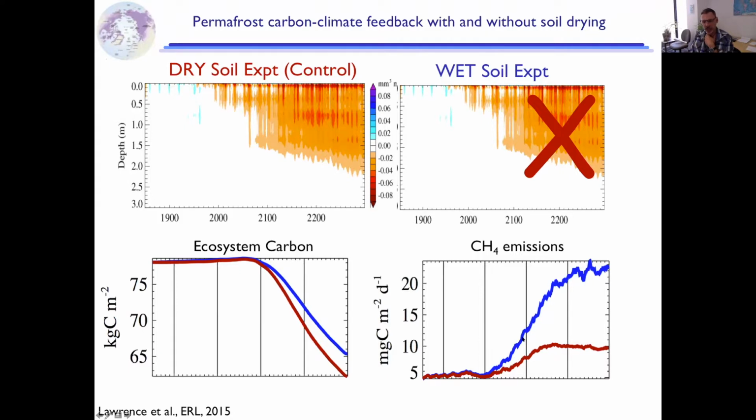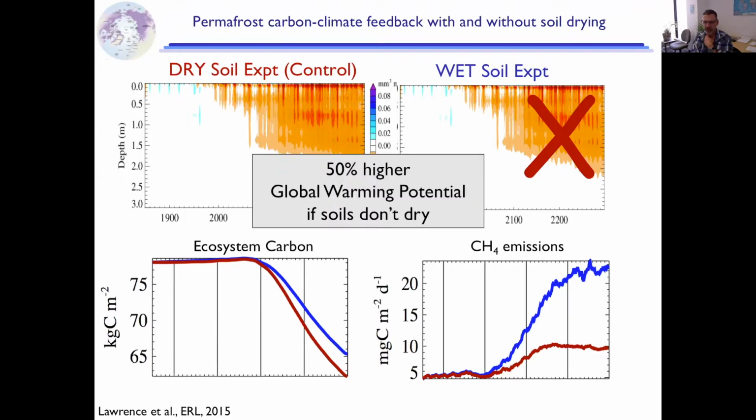But if you look at methane emissions, we see the opposite signal. We see a big increase in methane emissions if you don't let the soils dry. That's not surprising. There's more wetlands, there's more saturated areas, and so the methane emissions respond to that. And if you add these two things together, we actually find that we get a 50% higher global warming potential if the soils don't dry. So there's an example of a way we can use the model to assess a potential sensitivity. And in this case, it's quite a big sensitivity. The model is quite sensitive to the soil hydrologic state.